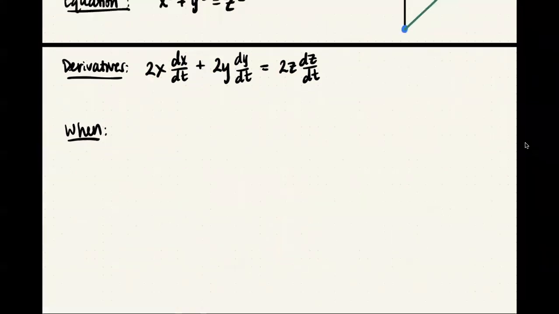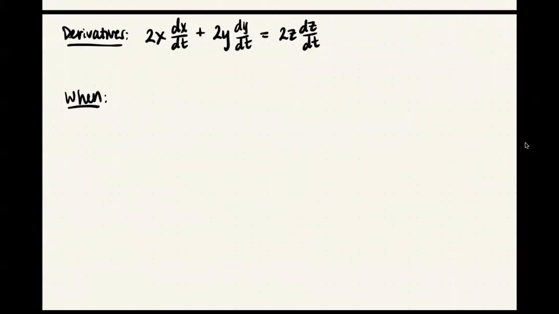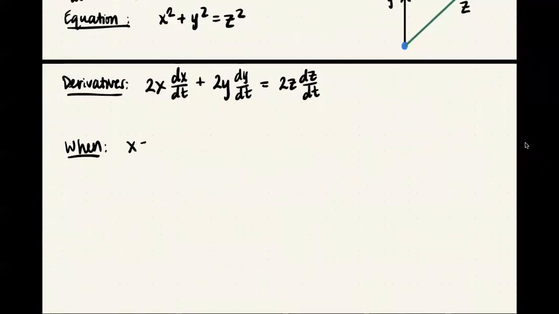Okay, so our when, let's go back up here and remind us of the question, is when the red car is 0.3 miles from the intersection, so that's x, and the blue car is 0.4 miles from the intersection, that's y. Okay, so back down here at the when, it's when x equals 0.3 miles and y equals 0.4 miles. We were told dx dt and dy dt, we're looking for dz dt.